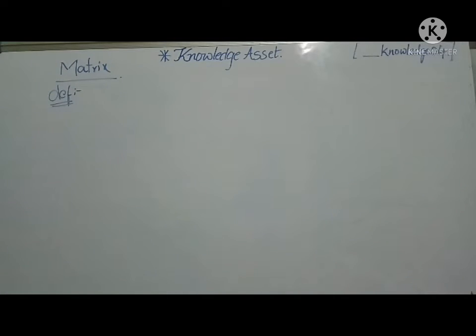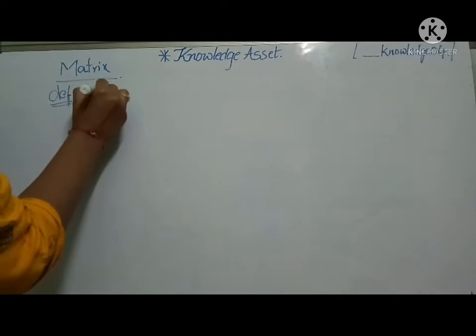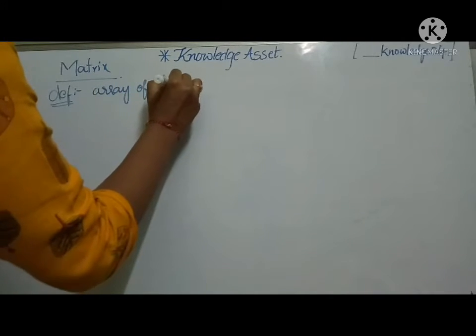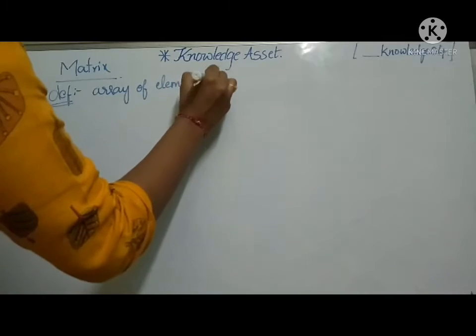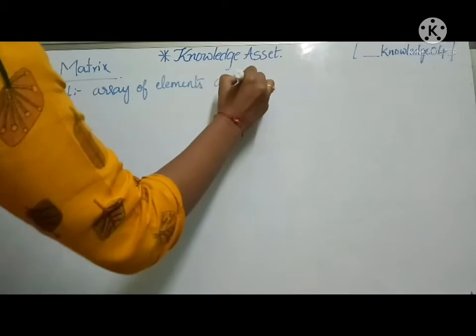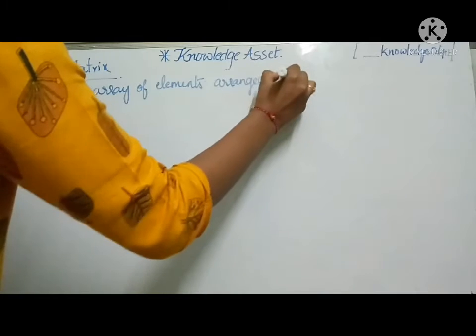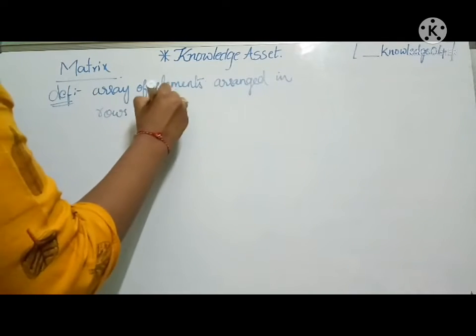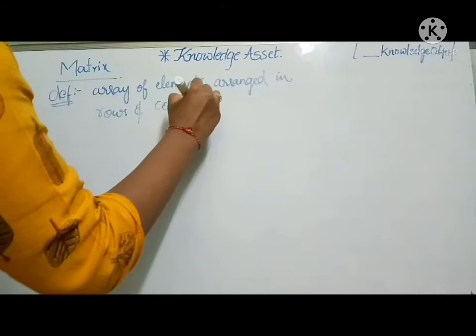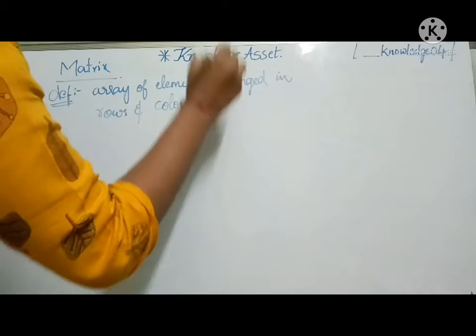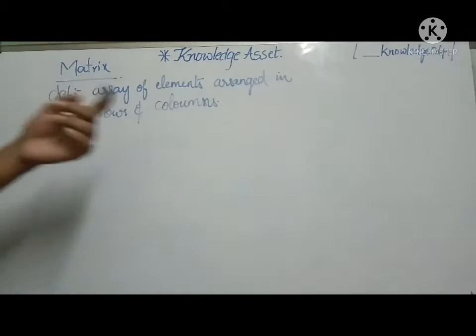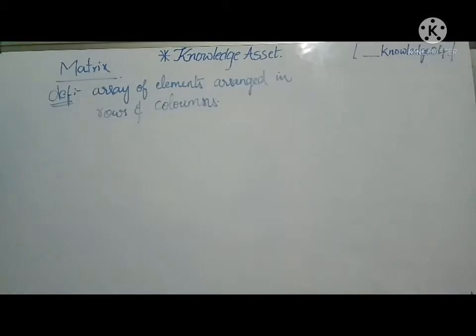Matrix definition: a matrix is an array of elements arranged in rows and columns. Okay, matrix is an array of elements arranged in rows and columns.